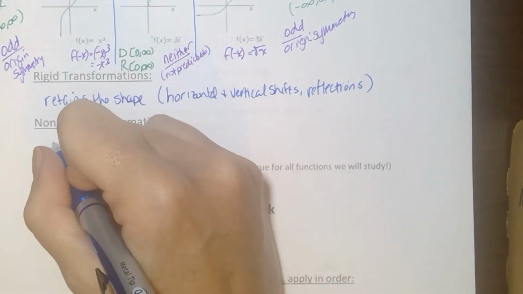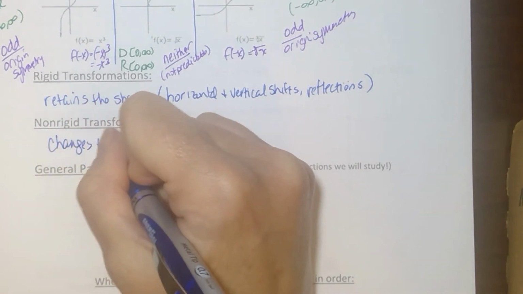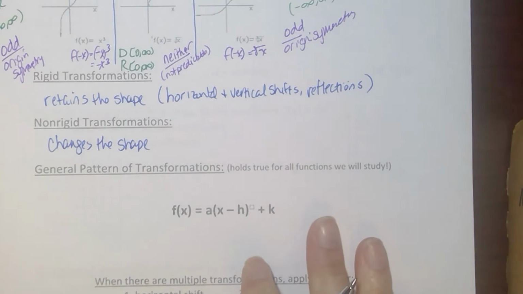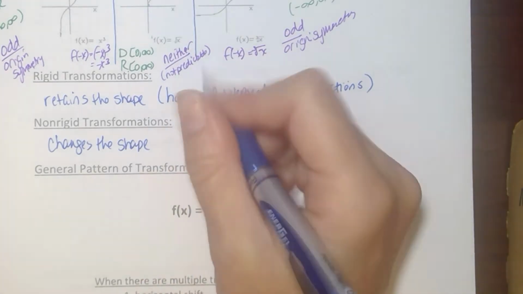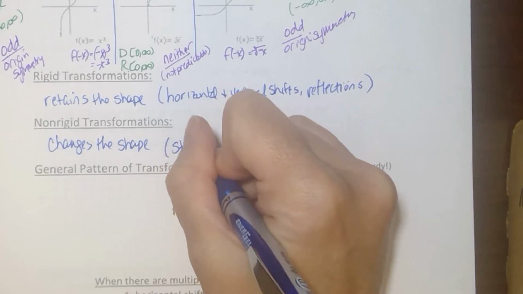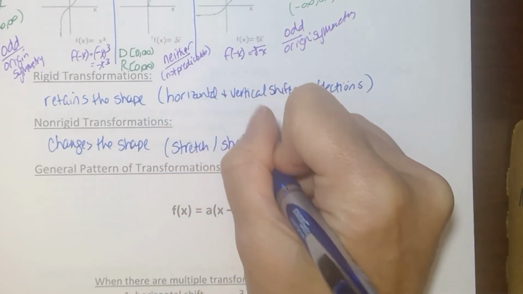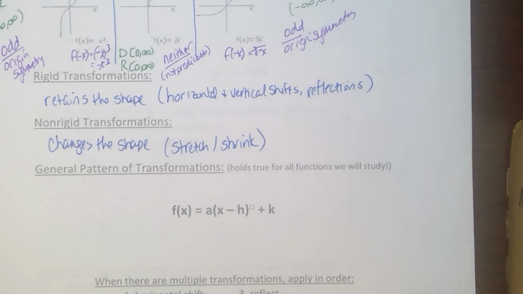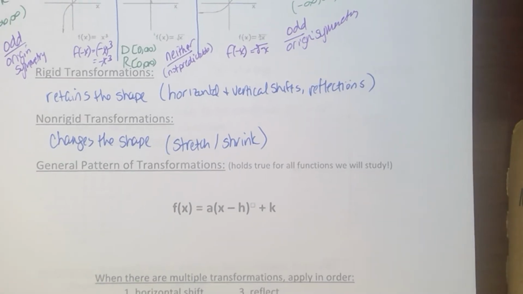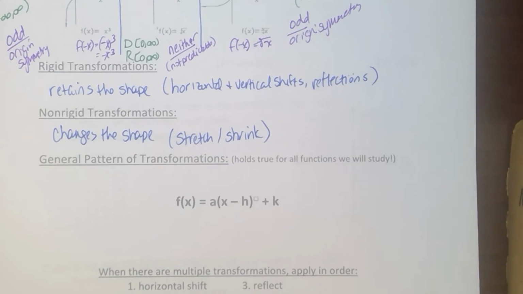A non-rigid transformation changes the shape of the graph. Now, when I say changes the shape, a quadratic function is still going to be a parabola. It just changes whether it is open just that much. Does it get skinnier? Does it get wider? These are my stretches and shrinks. It can stretch and shrink horizontally or vertically. We focus on vertical stretches and shrinks, although we will address a horizontal stretch and shrink. I think you have one homework question on it. But when we are working with these, we primarily focus on vertical stretches and shrinks.